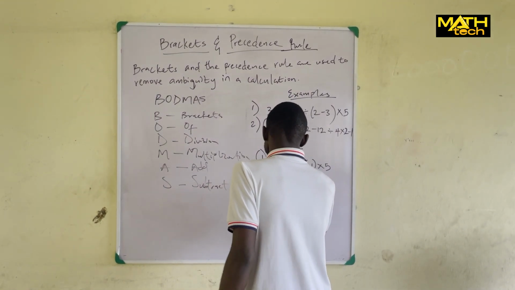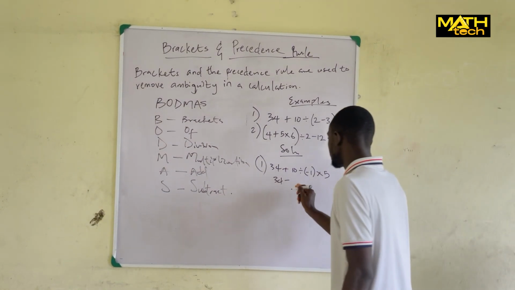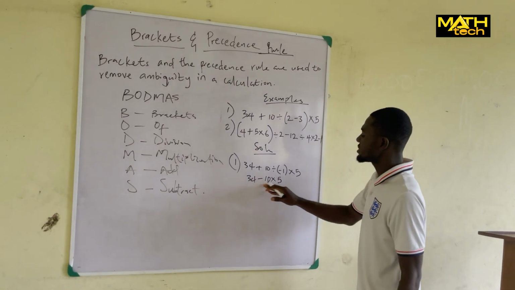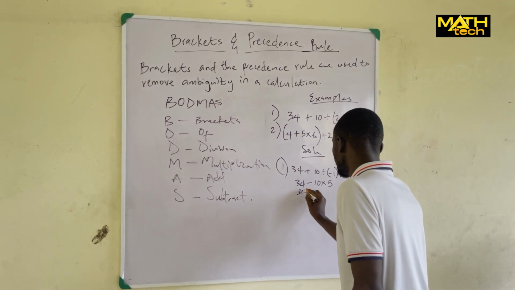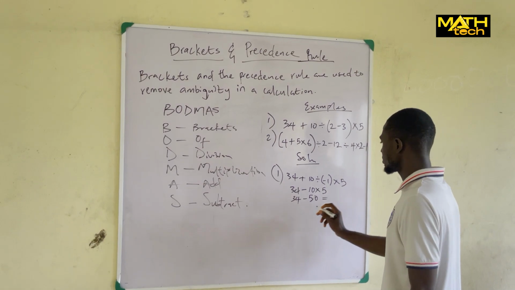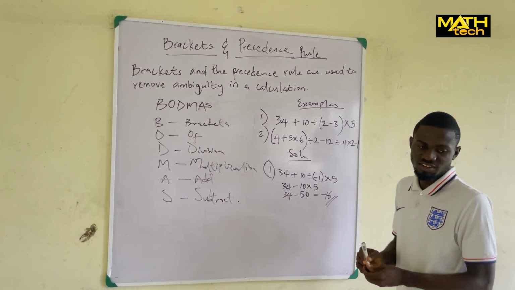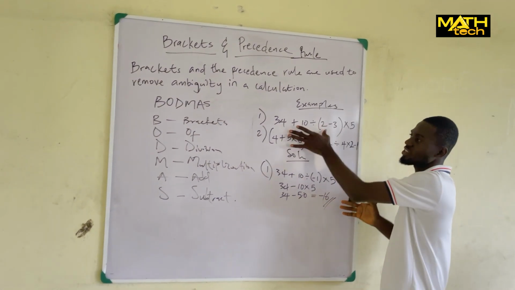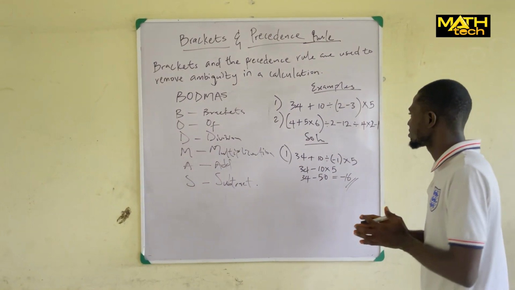Minus 10. This will be 34 minus, don't forget that plus times minus gives us what? Minus 10 times 5. So 10 times 5 gives us what? 50. So 34 minus 50 will give us what? Minus 16 as the answer. Minus 16 is the correct solution to this expression, following the brackets and precedence rule.